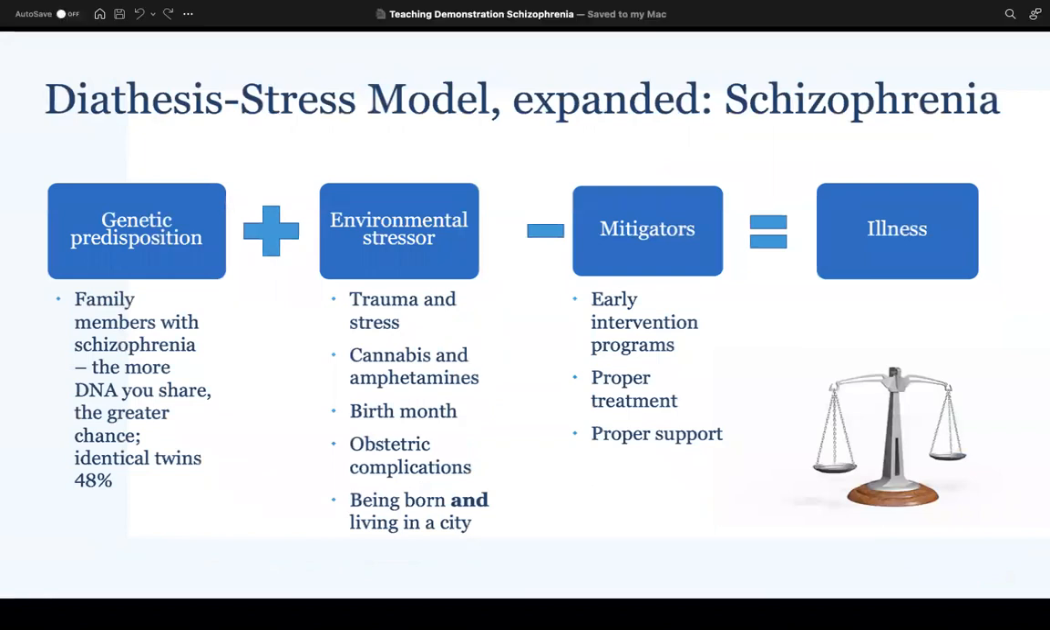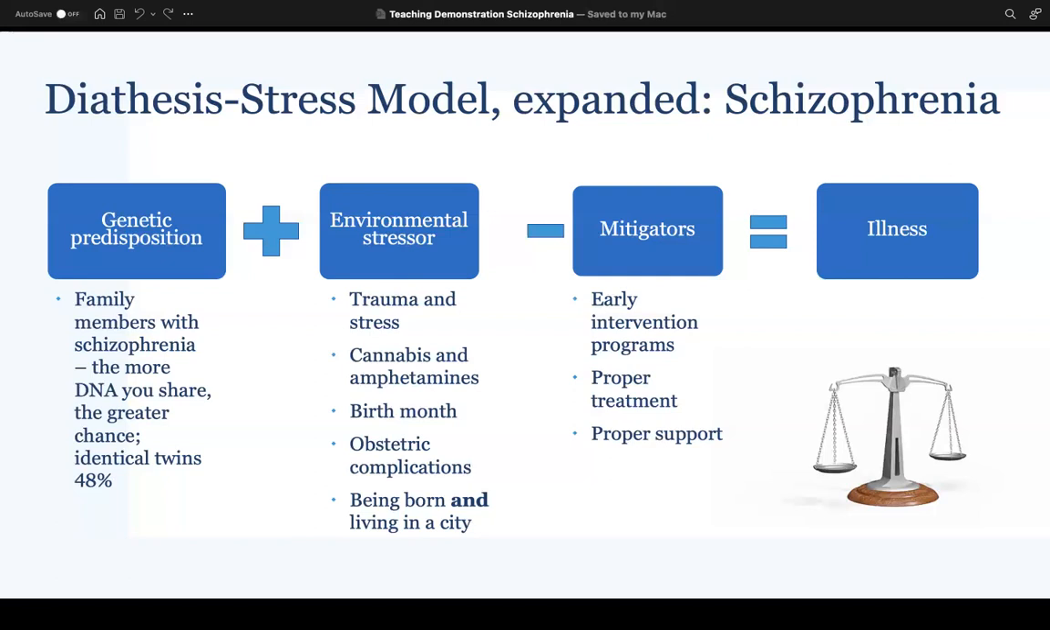So to expand the model into schizophrenia in general, it's actually a little more complex than this. So you have a genetic predisposition, right? So you have the family members with schizophrenia. The more DNA you share, the greater the chance that you will come down with schizophrenia. And in identical twins, as we discussed, it's 48%. Plus some environmental stressor, or a multitude of environmental stressors. Very rarely it's just one, right? And then, in the case of schizophrenia, you have the opportunity to subtract from that mitigators, right?